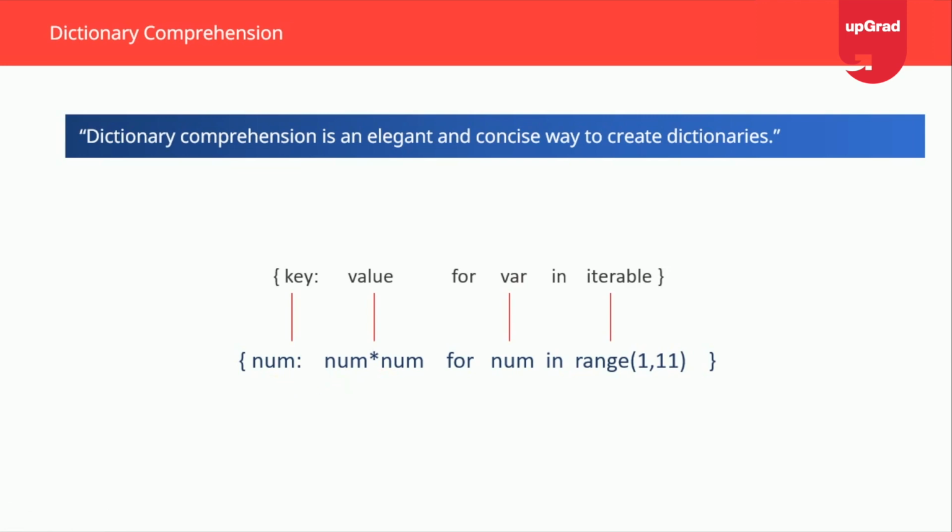Let us understand by the second iteration of this loop here. Let's say this time the value of num is 2. So it is going to be 2 colon 2 into 2, which is 4. So the new key value pair which is generated is 2 colon 4. Similarly, for every iteration, it is going to generate values like 3 colon 9, 4 colon 16, and so on.